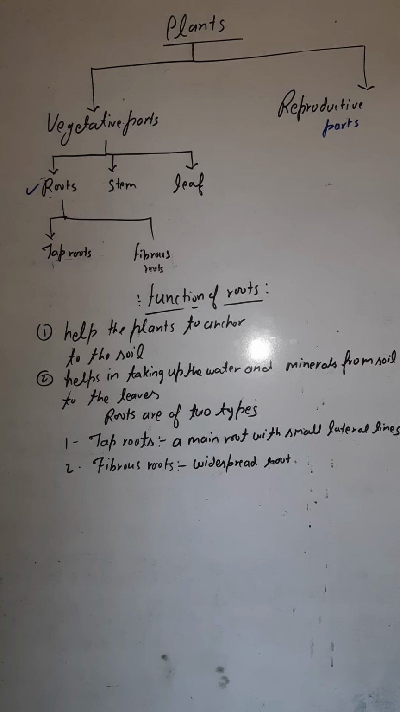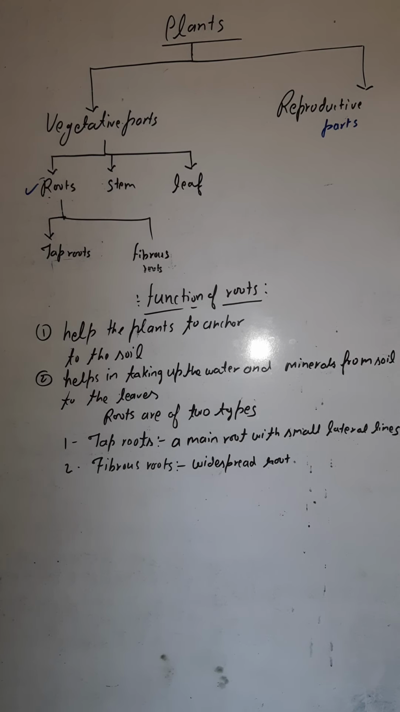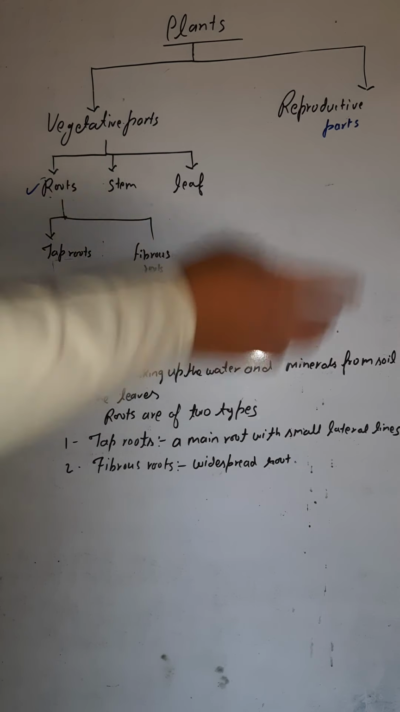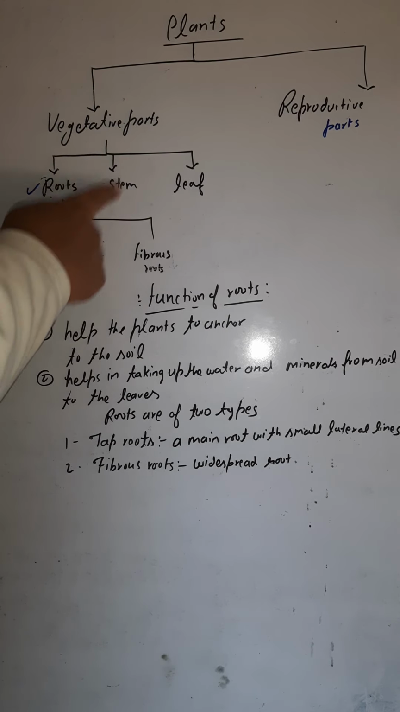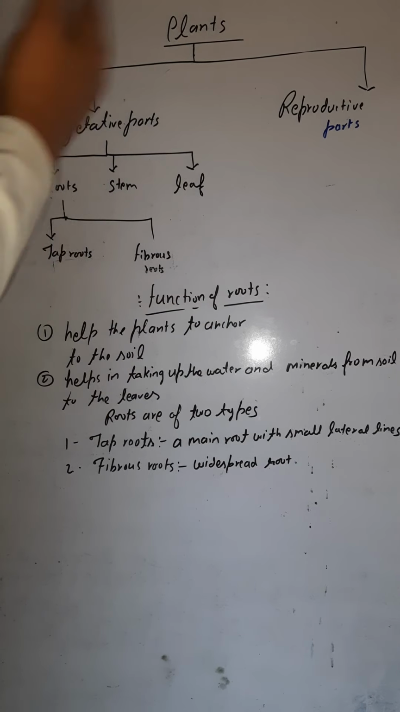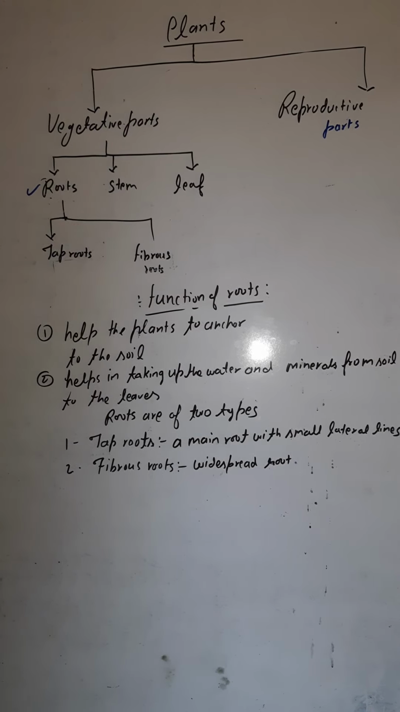Now we will classify the plants. We will first discuss how many types of plants there are, and later on we will discuss the next vegetative part, that is the stem. So before discussing the stem, we will discuss the types of plants, that is, how to classify the plants. Just note this all down.